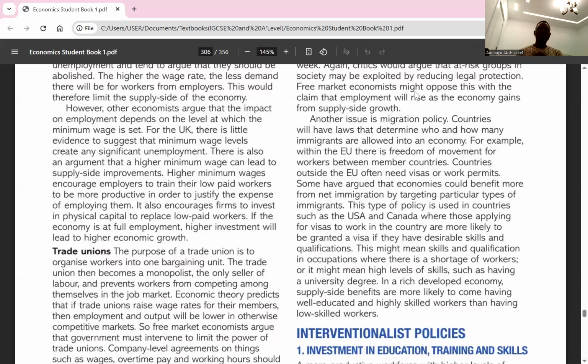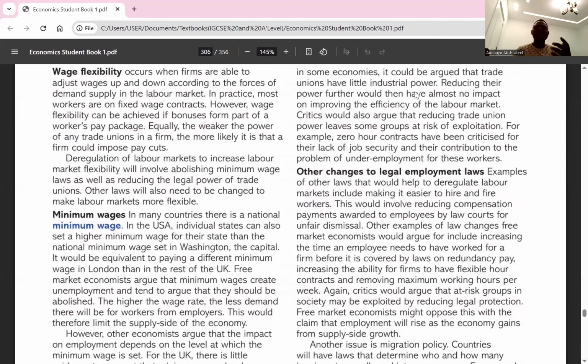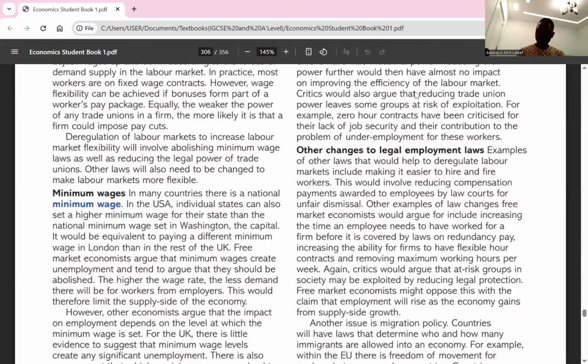So labor laws here, what they're talking about, legal employment laws. The first one is finding a way to increase the power of employers, by allowing them to be able to hire and fire at any point in time. If they have the ability to hire and fire at any point in time without any legal litigation on them, it encourages them to employ more workers. And they know that if they employ them and they feel that they are not up to standard, they can sack them. So that encourages them to employ more, and that would increase the supply side of the economy.